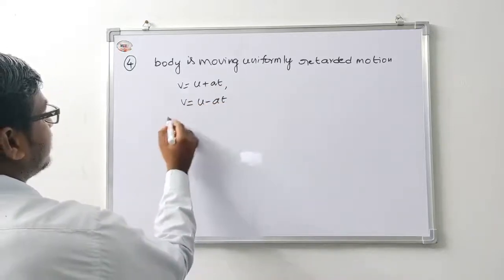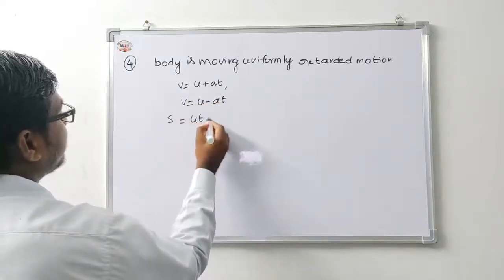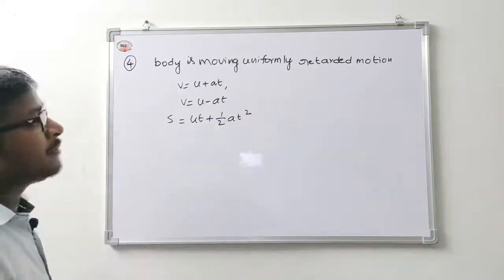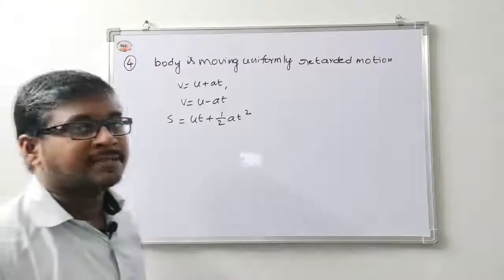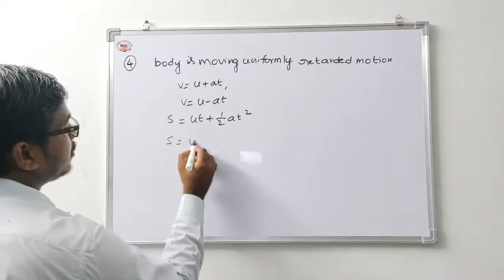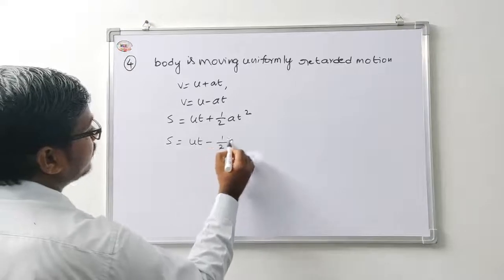First equation done. The second equation, s is equal to ut plus half at square. For uniformly retarded motion, acceleration is negative, so s is equal to ut minus half at square.